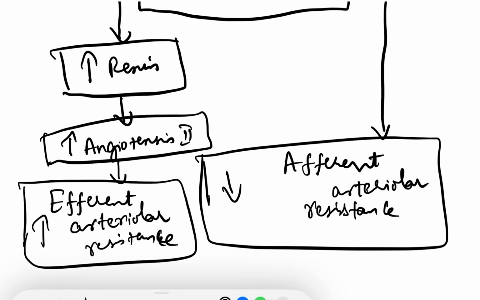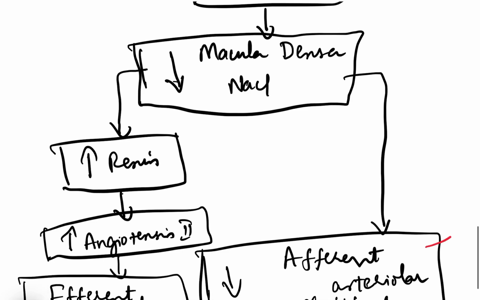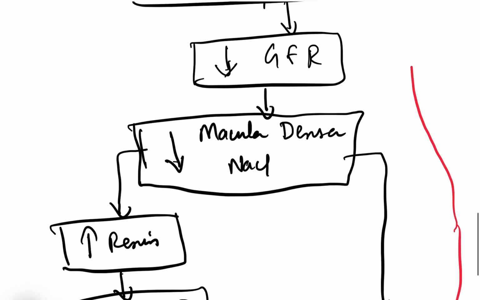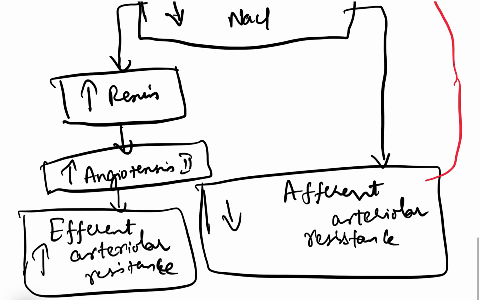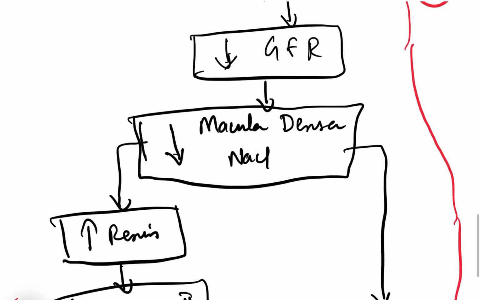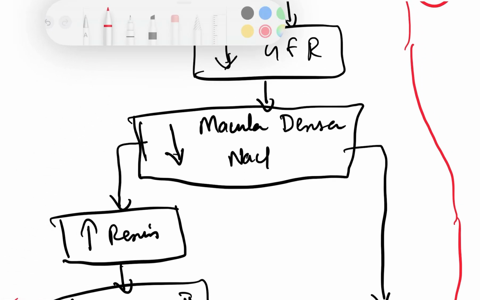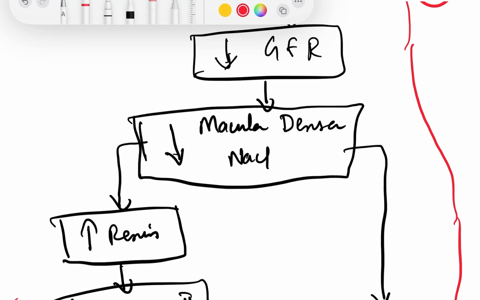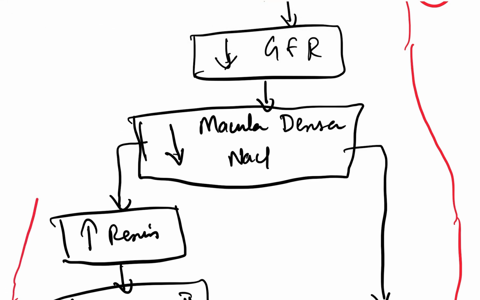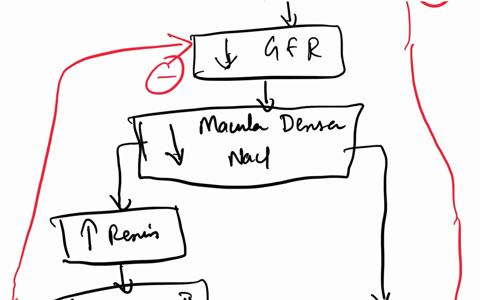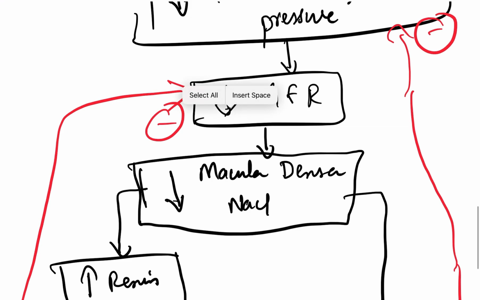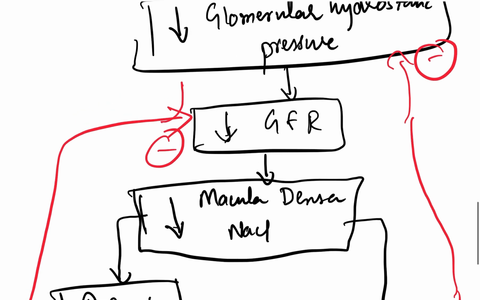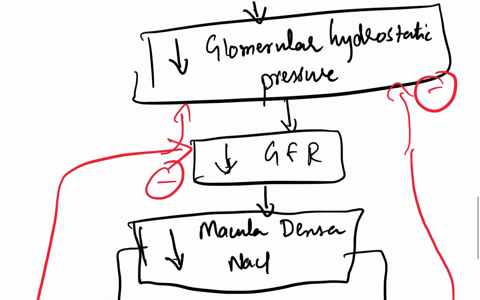So by both these mechanisms, what will happen is, if there is an increase in the diameter of the afferent arteriole, it will inhibit this decreased glomerular filtration rate and ultimately GFR is increased. Similarly, if there is an increase in the efferent arteriolar resistance, it will cause inhibition of this decreased GFR. So that is, it will cause an increase in the GFR, that is, a decrease in the glomerular hydrostatic pressure.